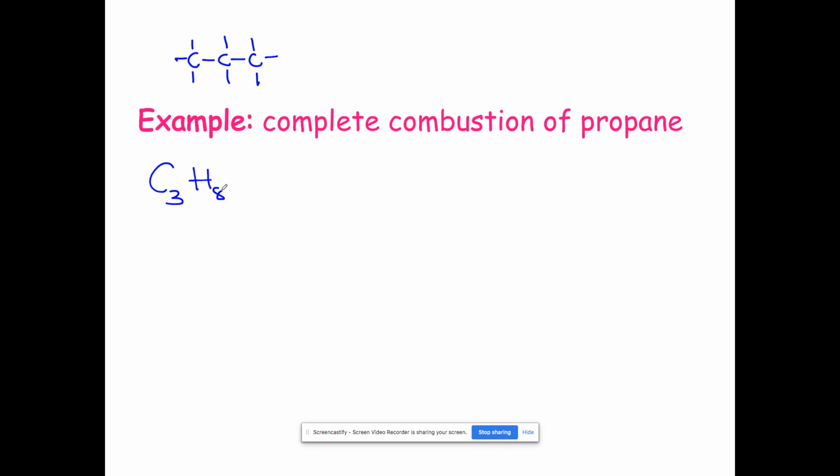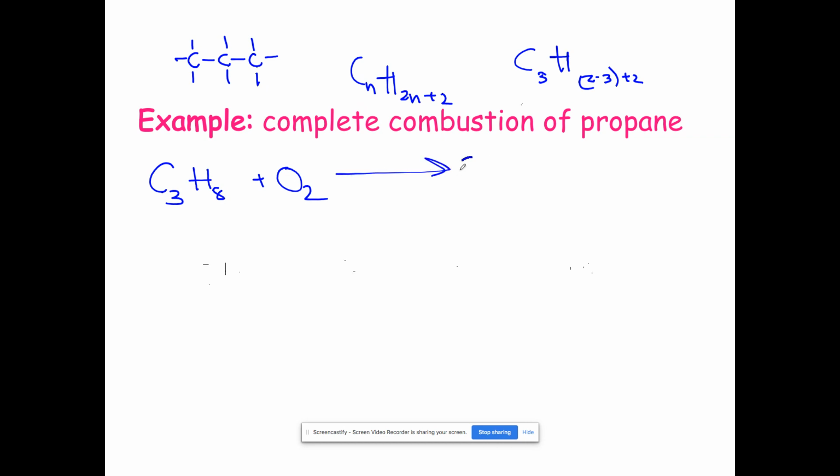The other way you could do it would be using Reference Table Q, the homologous series. I know that it's an alkane, so that's going to be CnH2n+2. So if n is 3, what is H? 2 times 3, which is 6, plus 2 is 8. So there are 2 ways to figure out propane. Drawing it is always good practice. So for combustion, we have to combine with oxygen, and then you're always going to produce the same 2 things, carbon dioxide and water.